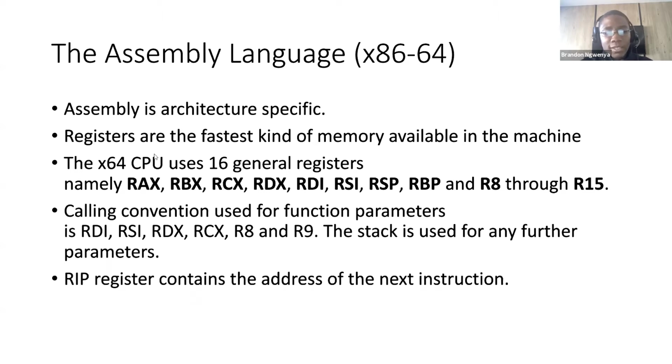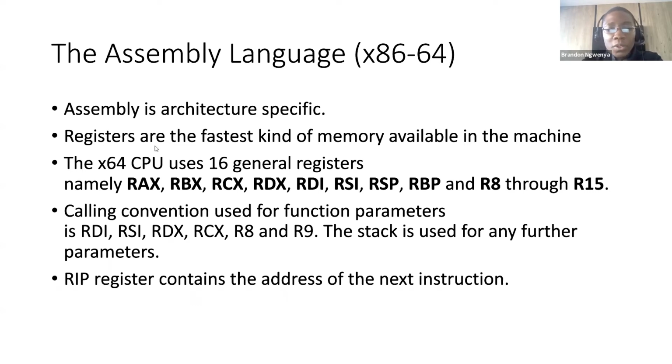Assembly language is so basic that it is architecture specific. If you're using an Intel processor, you can't use the same code as, for example, a Raspberry Pi, or a Mac or something that uses a different architecture. Assembly taps directly into the system registers, which are the fastest kind of memory available in the machine, found deep inside the CPU.